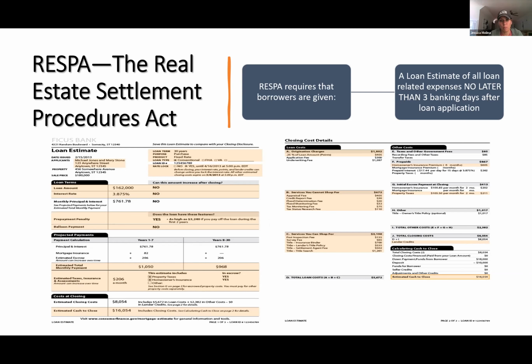Okay. So 3 banking days. What's the deadline again after the buyer or borrower applies for this loan? No later than 3 banking days. No later than. Ideally, when should the lender give it to them?